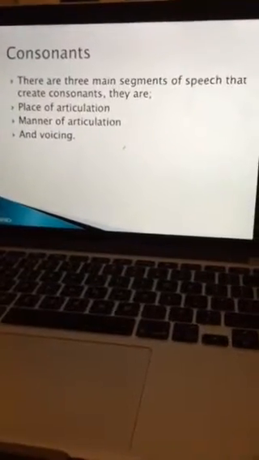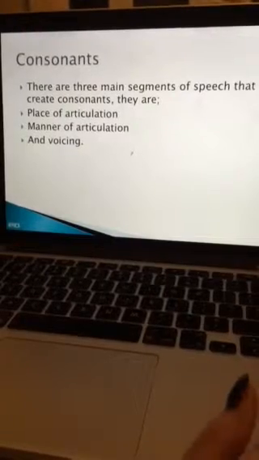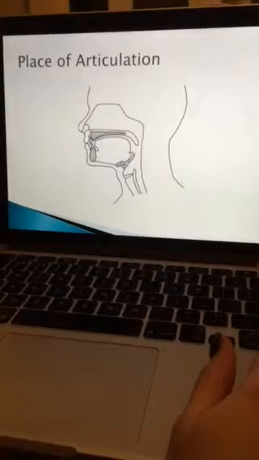There are three main segments of speech that create consonants. These are place of articulation, manner of articulation and voicing.